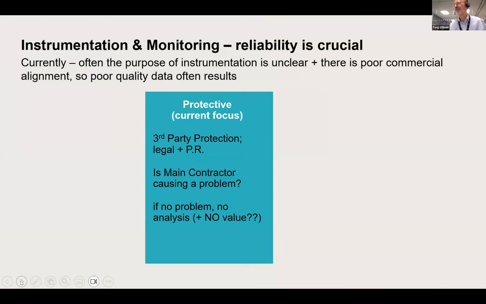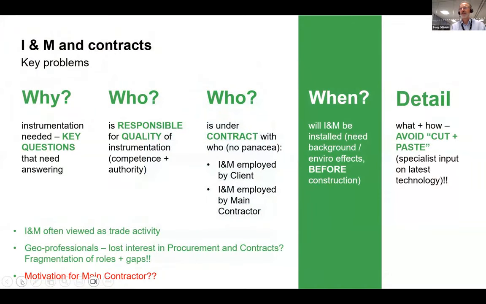So instrumentation monitoring obviously is key. And so, when we talk about procurement, it's also procurement of instrumentation. Often the purpose of instrumentation is not very clear. And again, there's poor commercial alignment. So, what's in it for the contractor? What will the contractor benefit in terms of instrumentation? So poor quality data often results. So why are we doing it? Who is responsible for quality? Who is under contract? And when are we going to install it?